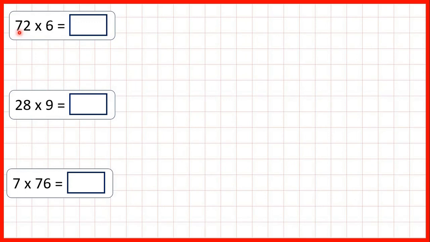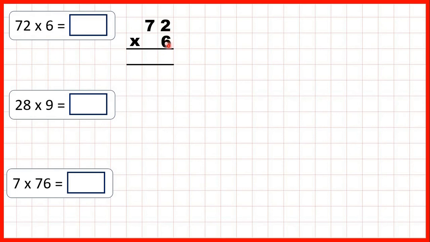Now we need to multiply a 2-digit number by a single-digit number, and this time we're going to use short multiplication. So first we have 72 times 6. We can write the question out with our 2-digit number on top and our single-digit number below. And because we're using short multiplication, we only need one answer line. So first, we need to multiply our ones digits.